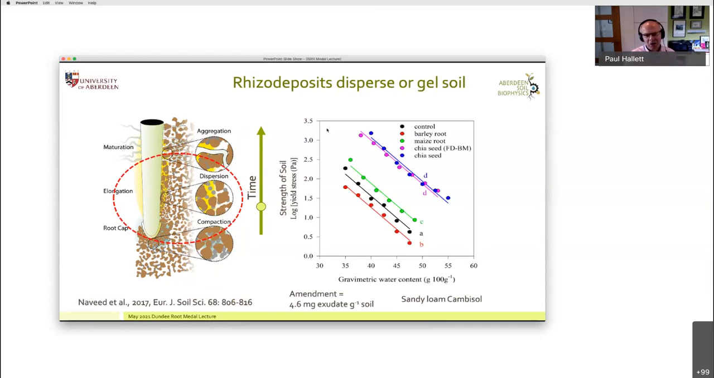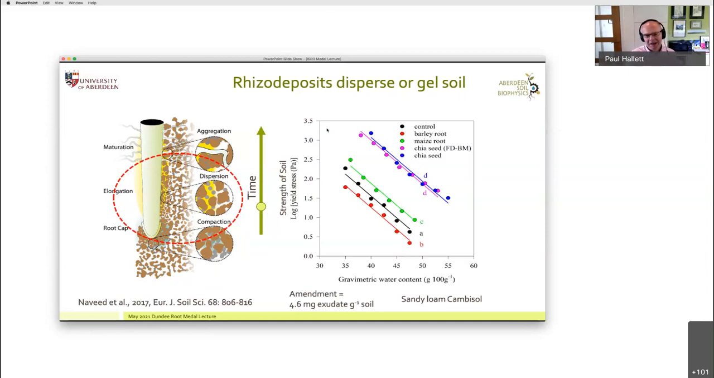So this shows results using chia seed, which is in purple and blue, which I discussed in the previous slide. So this is the model mucilage. And then the black is a control with nothing added to it. And then green is maize. And you can see that also has resulted in a slight increase in strength. So the y-axis is the yield stress, and this is a measurement of how strong the soil is.